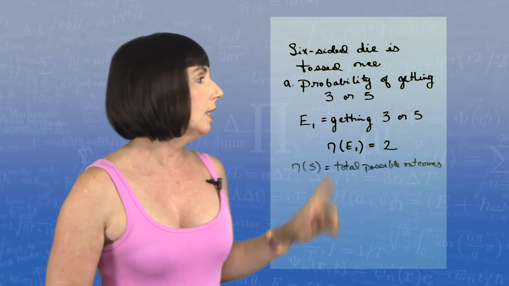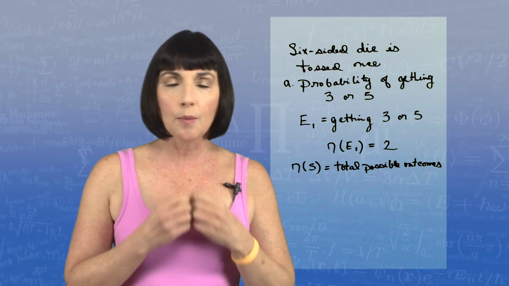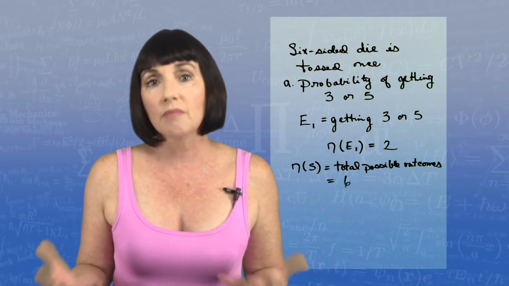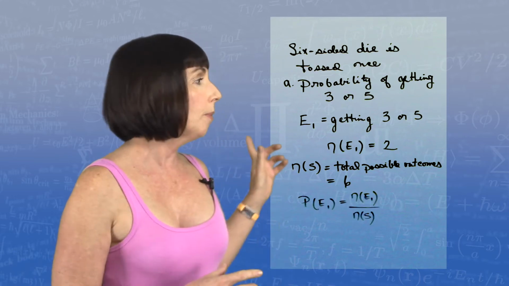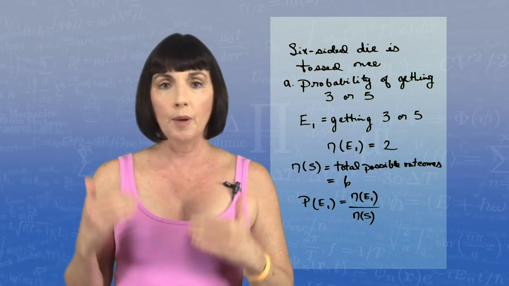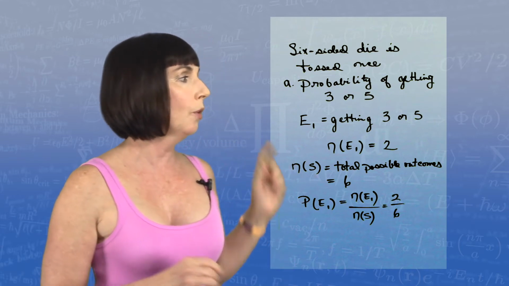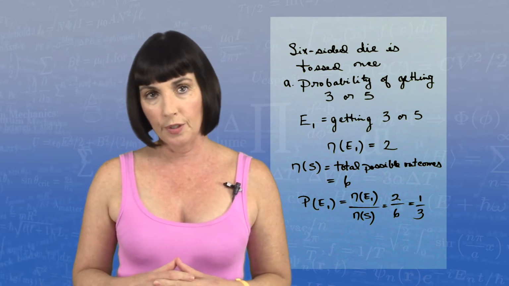Now, what is the total number of possible outcomes? When I roll a six-sided die, how many possible outcomes are there? 6. So the probability is equal to the number of ways my event can occur divided by the total number of possible outcomes. And in this case, that's equal to 2 over 6, or 1/3.